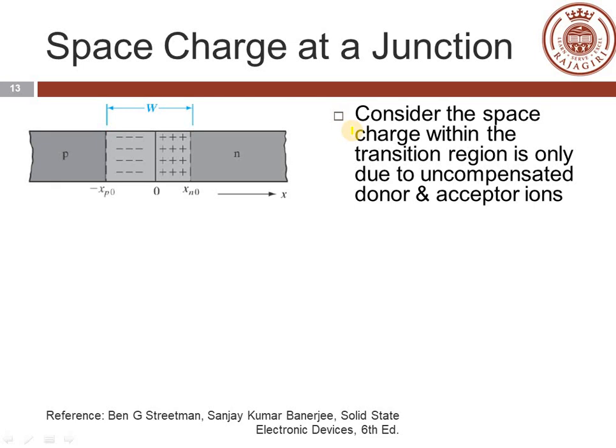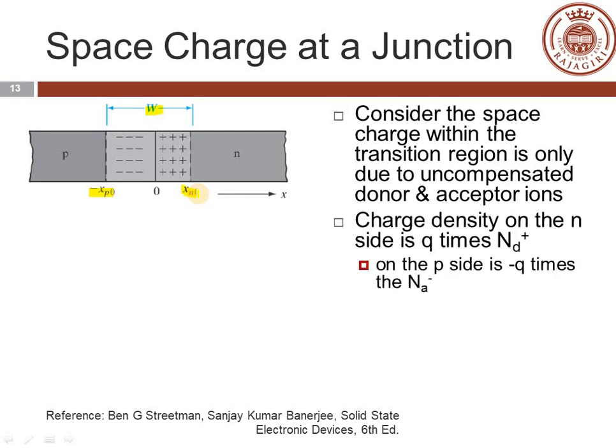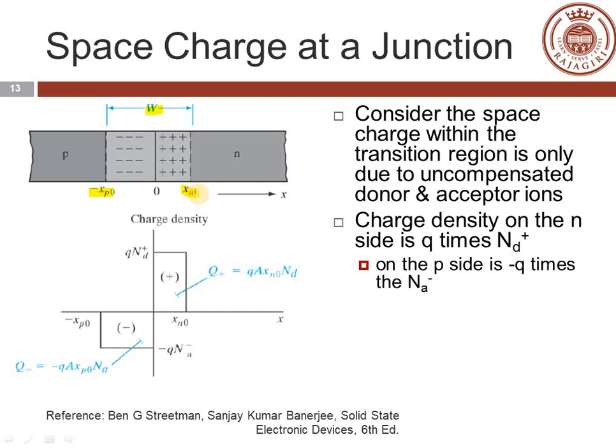So just shown over here, the transition region with width W. The edges of the transition region are x0 towards the P region and x0 towards the N region. Now, the charge density on the N side is Q times Nd plus. Similarly, the charge density on the P side is minus Q times Na minus. So we can plot it like this. Charge density on the N side is Q times Nd plus, and charge density on the P side is minus Q times Na minus.